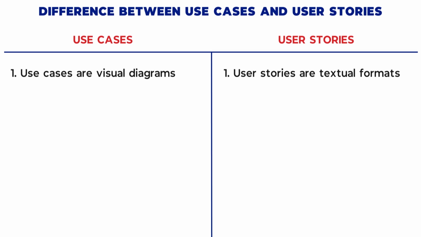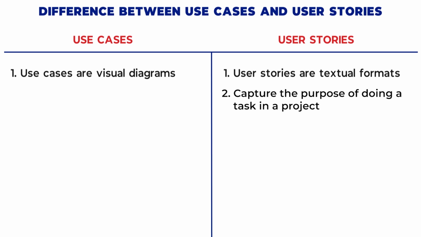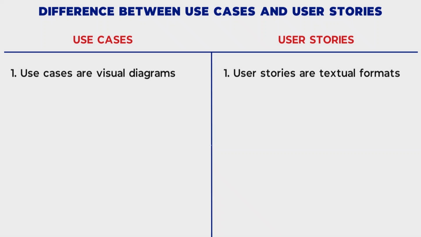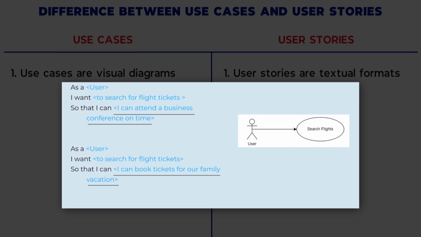But there is one important difference. User stories capture the purpose of doing a task in a project or in a software. It allows us to understand the actual reason why a user is doing something in the software. You can see both the formats on the screen. In the example shown, you can see the section starting with "so that." That is what describes why a user does something.